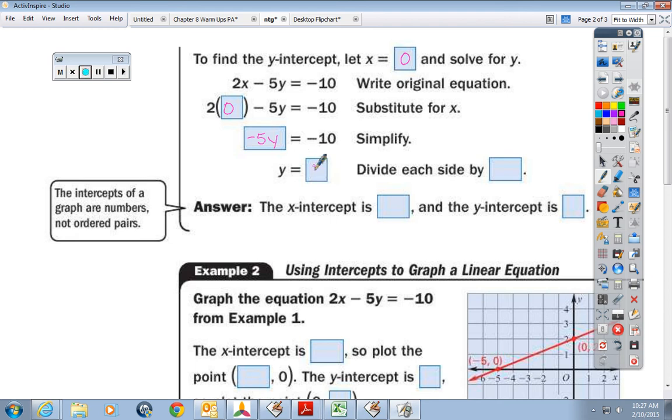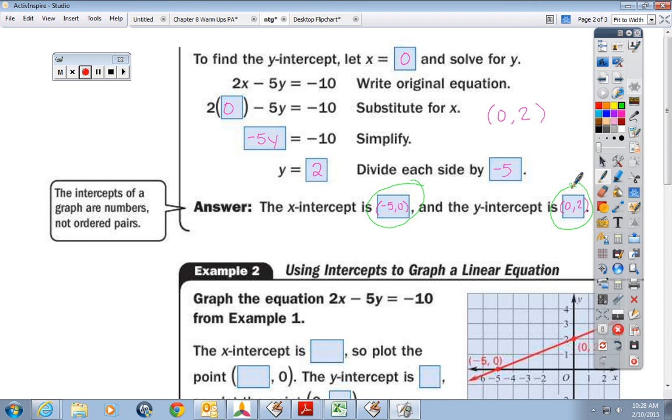Positive 2. So now we found that the point where it crosses x is, what was the first one we found? Negative 5, 0. And then we just found the y-intercept is 0, 2. Okay? So when I made x 0, y ended up being 2. So now I have two different points. I have this one that I found first, and this one that I found second. Now we can graph these, and we will graph these.